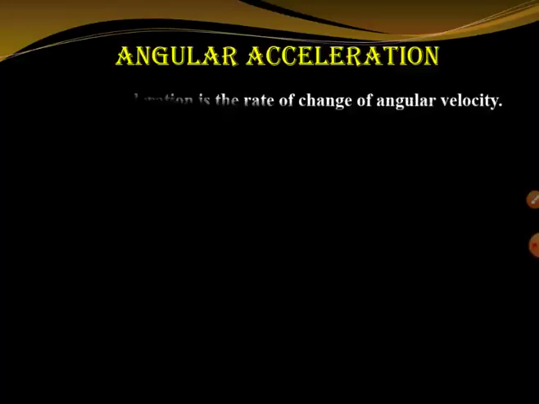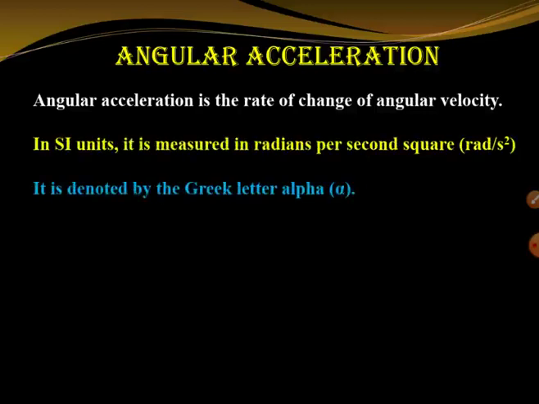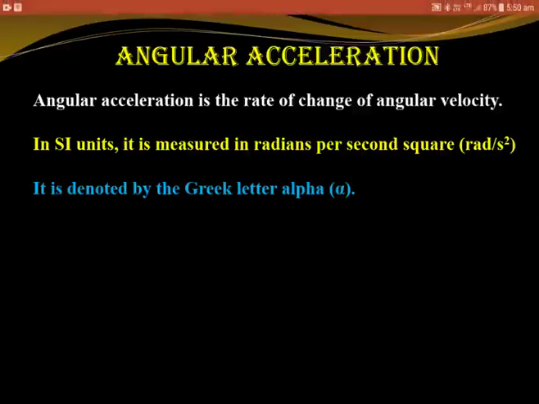Let's see angular acceleration. Angular acceleration is nothing but the rate of change of angular velocity. When we define linear acceleration, we define it simply as the rate of change of velocity, where velocity means linear velocity. So in rotational motion also, angular acceleration is the rate of change of angular velocity. Its SI unit is radian per second square, and it is denoted by alpha. This is not an English letter; it is a Greek letter, and alpha is written like this.